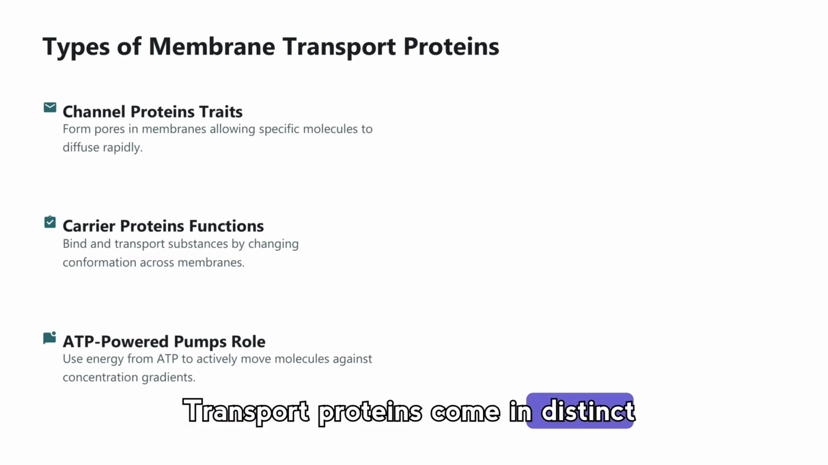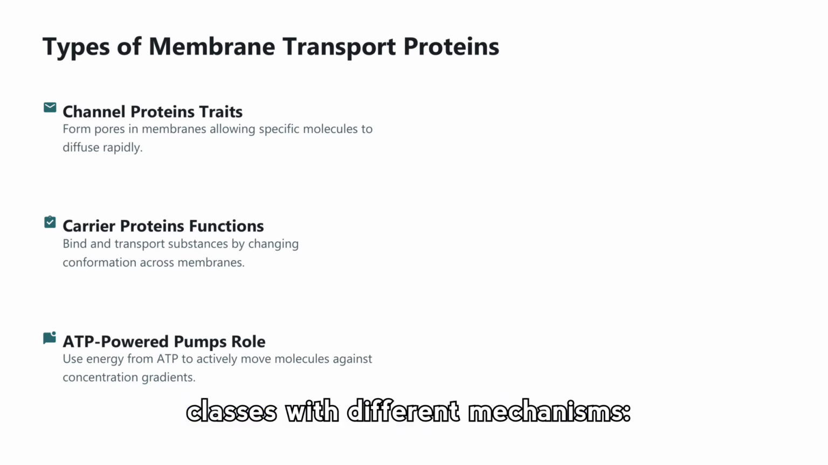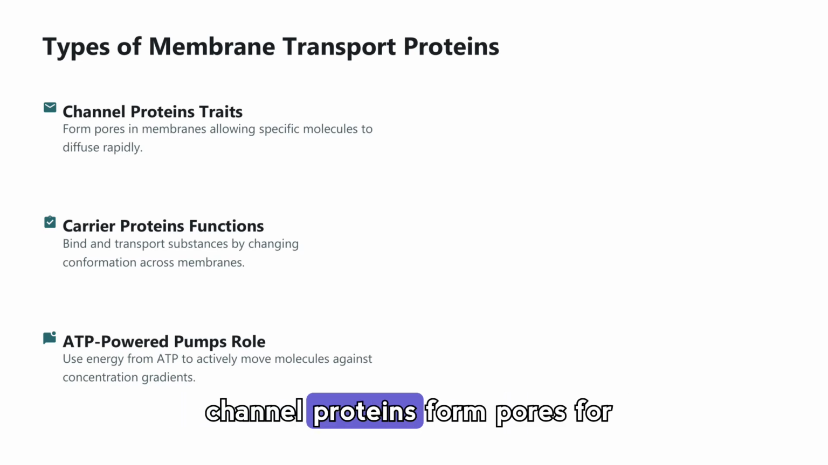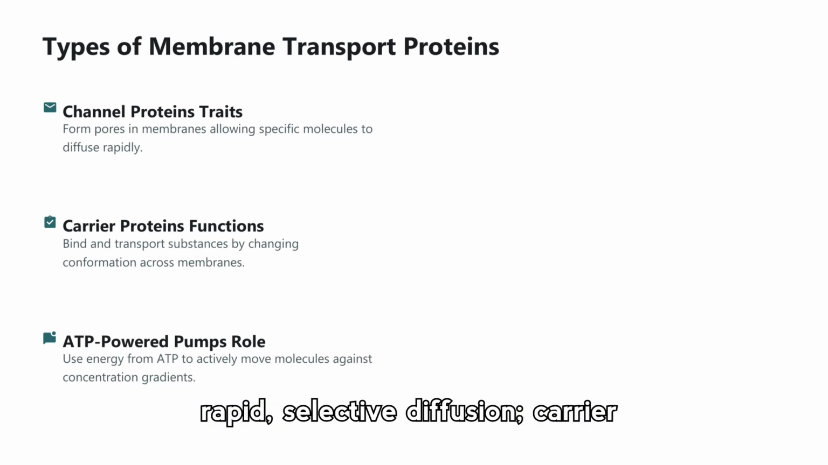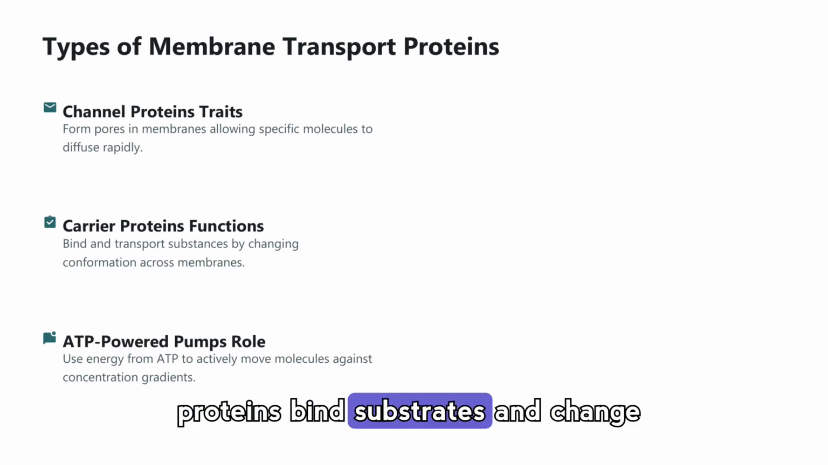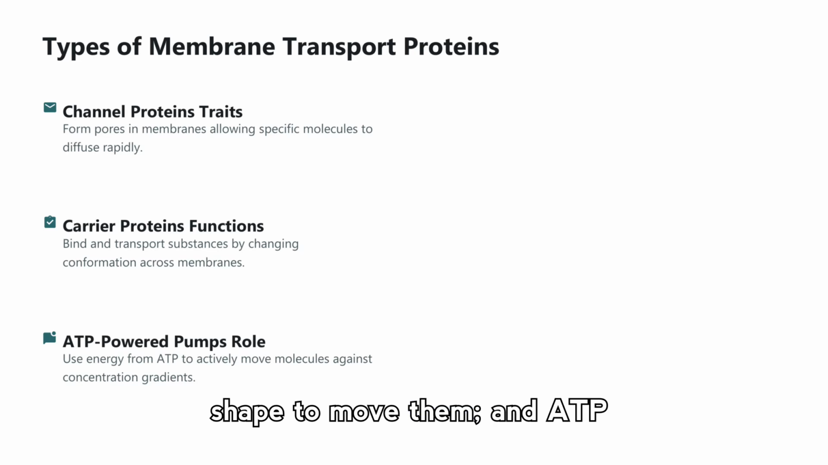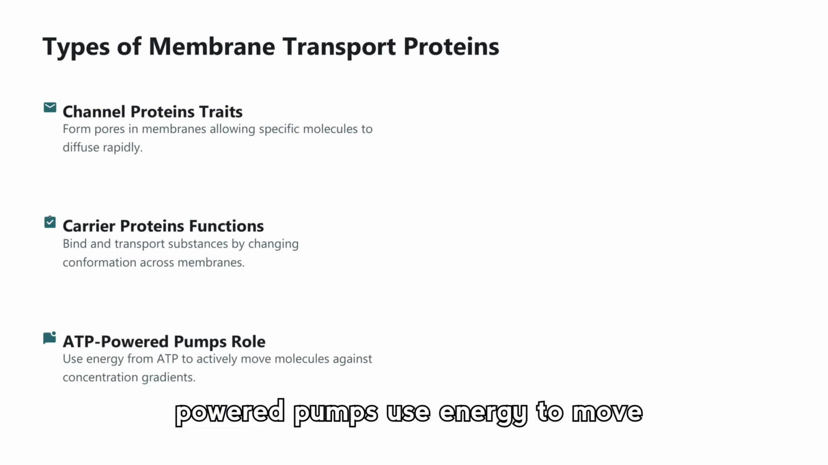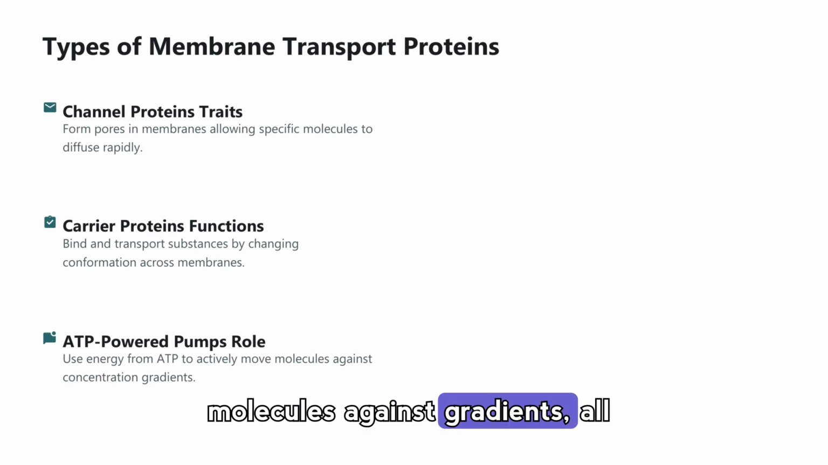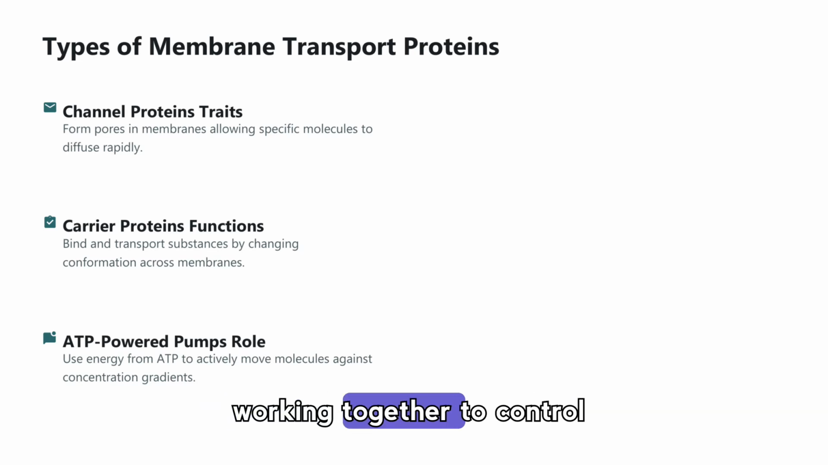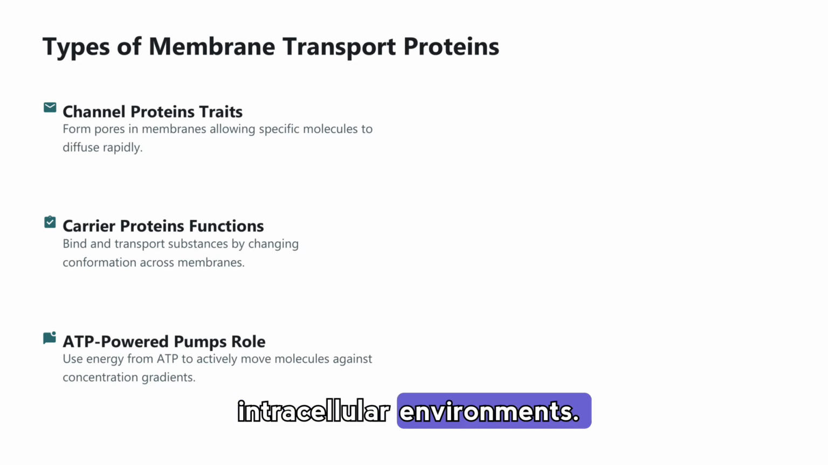Transport proteins come in distinct classes with different mechanisms. Channel proteins form pores for rapid selective diffusion. Carrier proteins bind substrates and change shape to move them. And ATP-powered pumps use energy to move molecules against gradients, all working together to control intracellular environments.